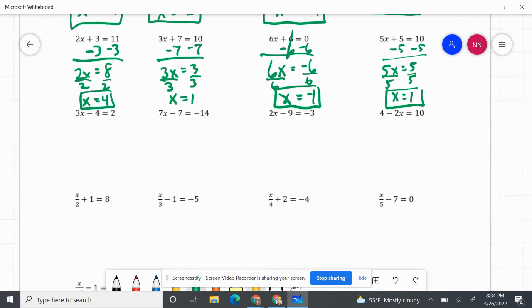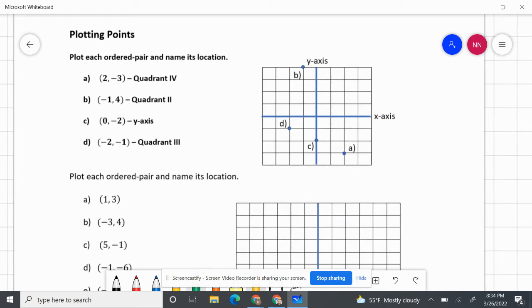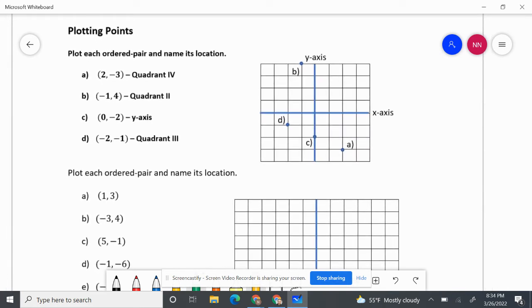The next thing that we're going to do is we're going to look at plotting points. So when we're plotting points, what we're going to do is we're going to take the negative 2 and 3. The first number is along the x-axis. The second number is along the y-axis.